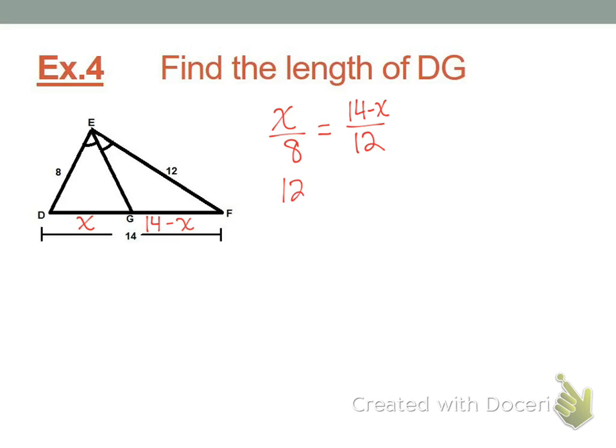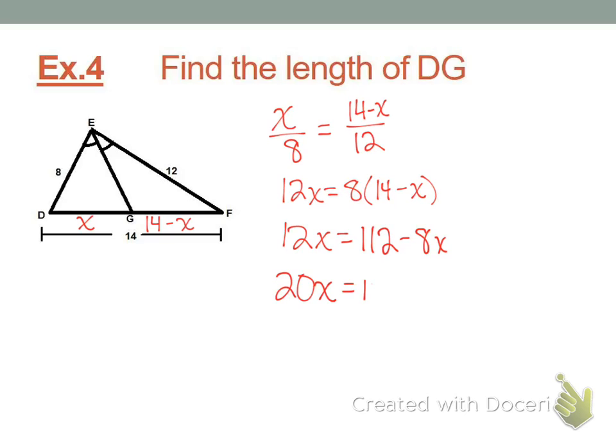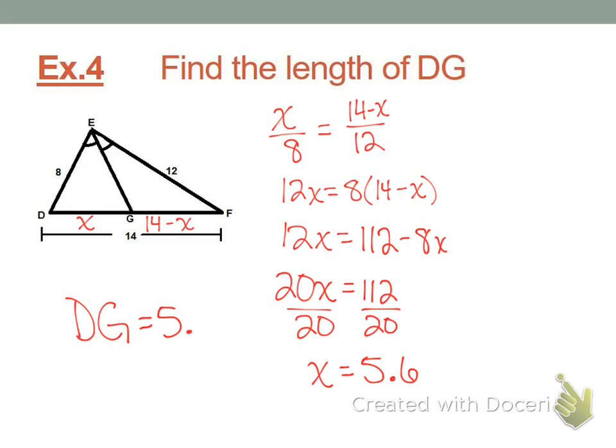Okay, cross multiply. Make sure you're showing me your cross products. Make sure that you are distributing that 8. If you don't, this is not going to go well. 8 times 14 gives me 112. Minus 8x. Add 8x on both sides. Divide. This one doesn't come out super nice, but it's also not super ugly. 5.6. So the length of DG is 5.6.